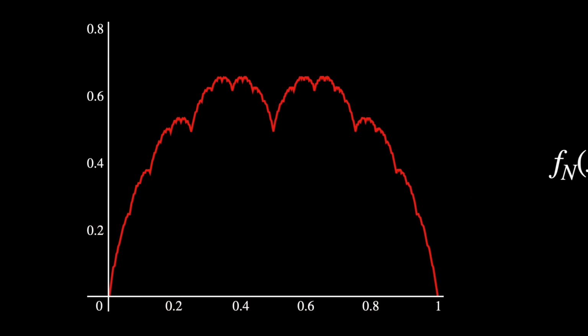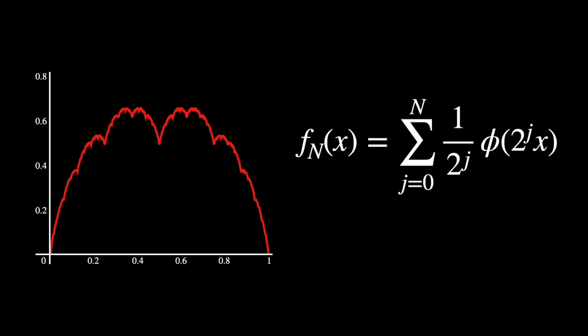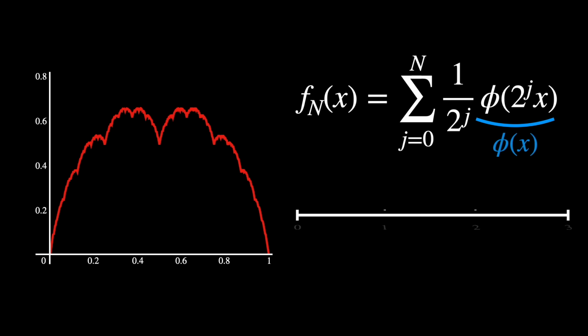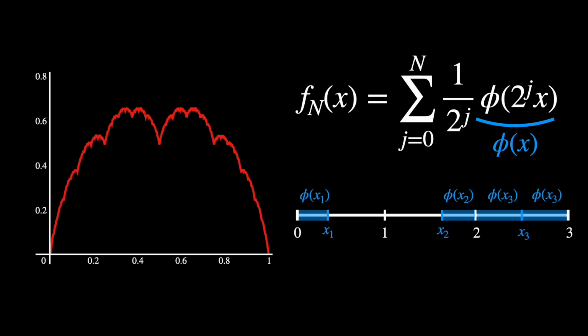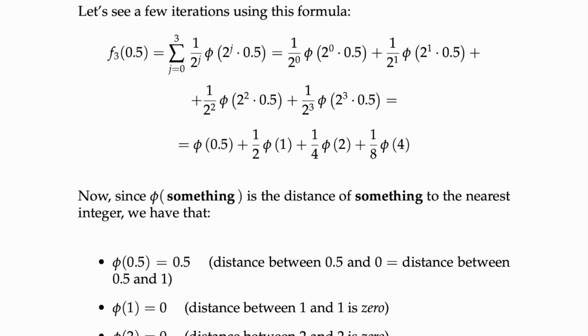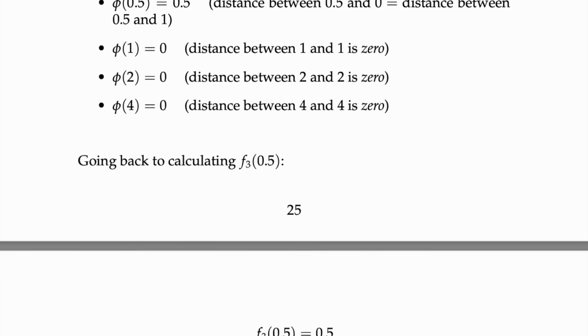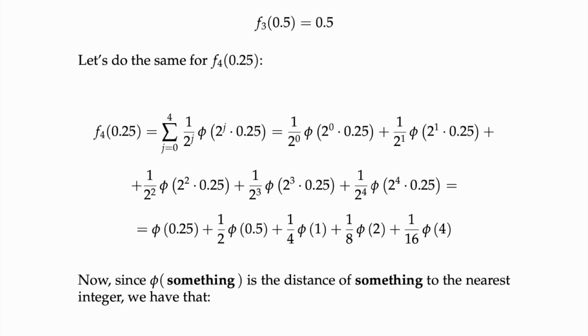The iterative formula for producing this fractal is this, where ||x|| is the distance of x to the nearest integer. If you want to see more details on how to use this formula, check out the PDF link in the description of this video. This is really cool, but you may be asking yourself right now, what does this have to do with anything we've been seeing so far? And you'll be surprised, because this is the highlight of the research.